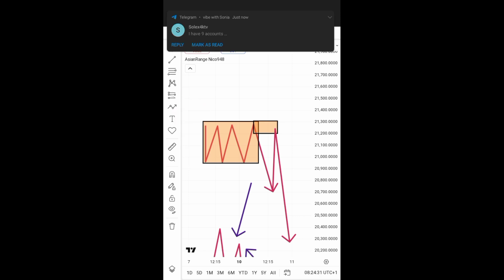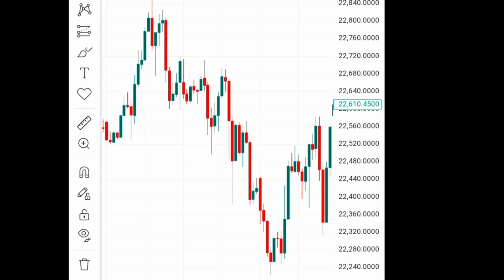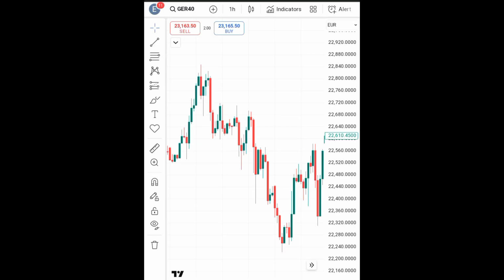So let us get to the chart. Let me show you how you can implement this step by step. Right now I'm on J40 H1. So first, once you get your H1 chart, you have to know the trend of the market.